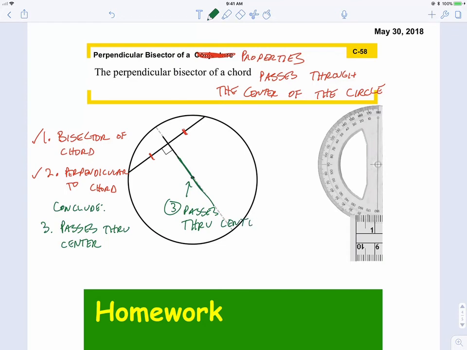This is not our homework, by the way, down here. Just ignore this stuff.